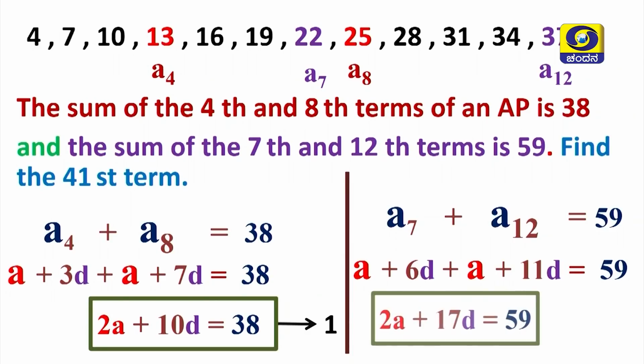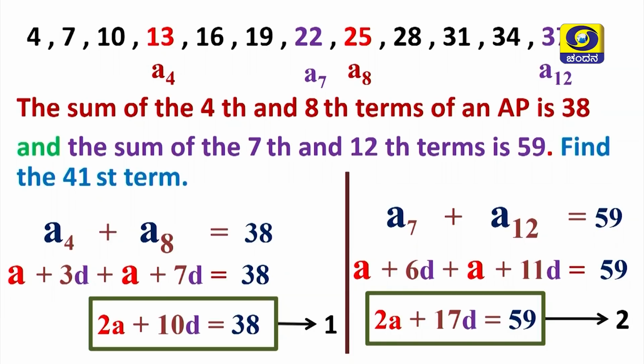Same procedure. A plus A is 2A. 6D plus 11D is 17D. 2A plus 17D is equal to 59. Second equation is born. Call it equation number 2. You have got two beautiful linear equations. 2A plus 10D is equal to 38. 2A plus 17D is equal to 59.